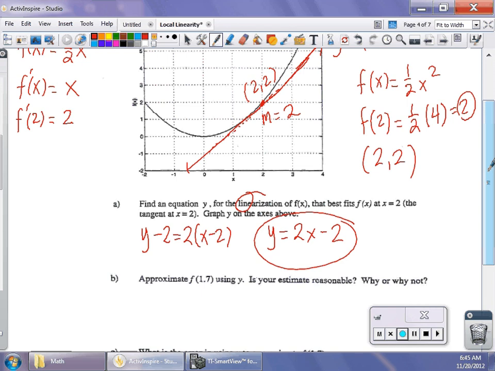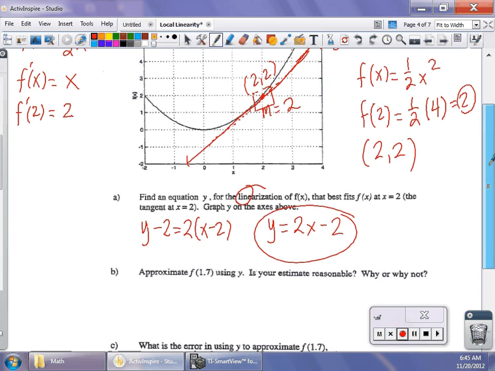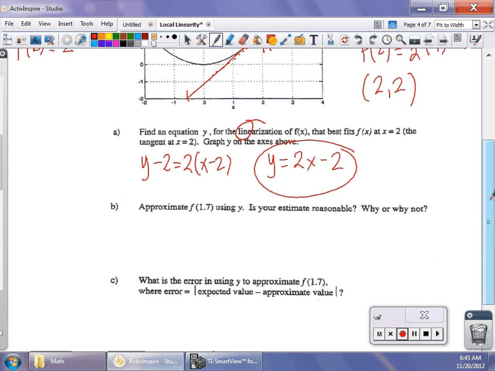Now keep in mind that in this neighborhood, the line is a good approximator of y values for the original curve. So that's what they ask us to do in letter B. They're saying approximate the y value. So find f of 1.7. f is the original function, the parabola, approximated using y of 1.7. In other words, I'm going to put 1.7 into the equation of my line.